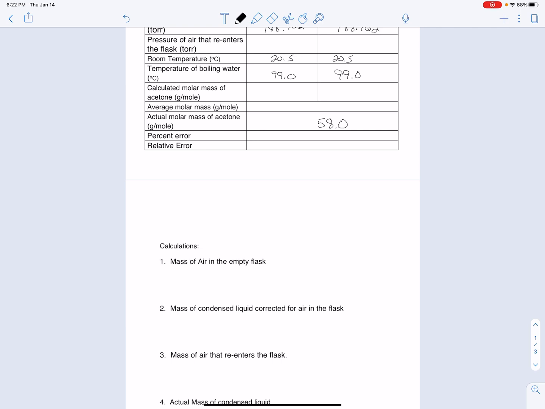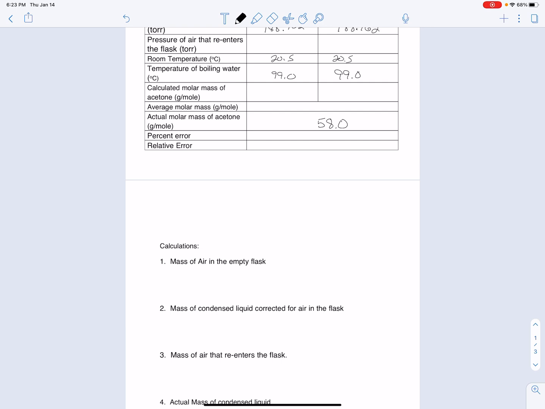So we need to consider, and this is what makes this lab so hard. Normally we would just say, MM equals MRT over PV. I mean, I have M, I know P, I know T, and I know V. We could just plug that in. Well, we really should account for some things that are really taking place. And that's what makes this lab a little more challenging than most.